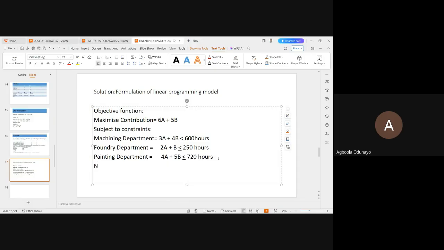What will be the next step? Non-negativity. Now, the non-negativity in terms of the products will be expressed as what? A is greater than or equal to 0, and B is greater than or equal to 0. So you can express it in this way.